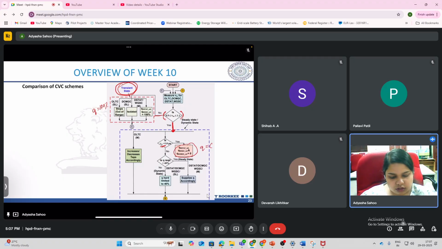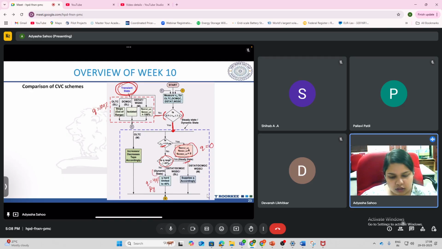But if the voltage is not 1, then we check whether the Q requirement is greater than 40% or less than 40%. So you check here, is the Q required less than 40%? Yes, then you can go to the steady state. And if the Q required is greater than 40%, then we fix the Q to 40% and it will go to the dynamic state. Yes, dynamic state.